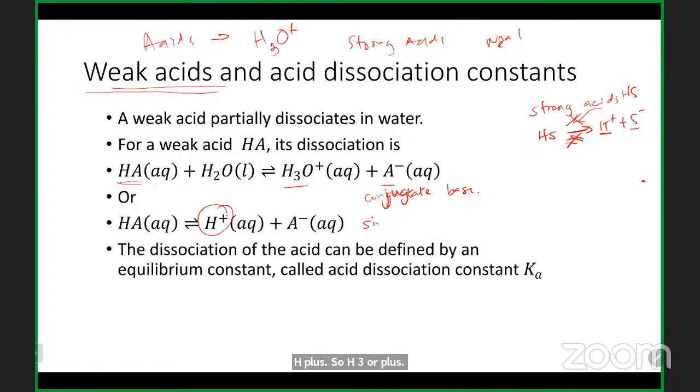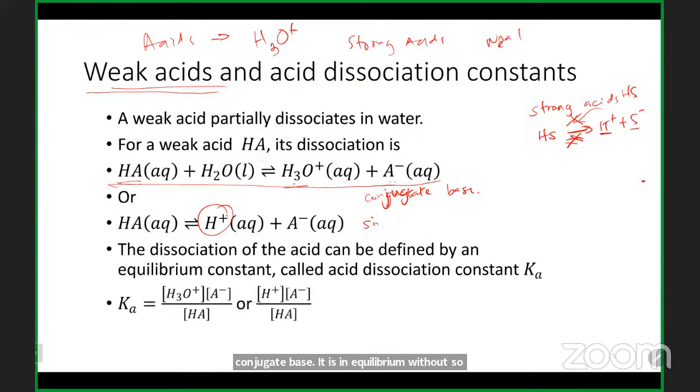The dissociation equilibrium constant for this expression: a weak acid dissociates in water to give H3O plus and its conjugate base. It is in equilibrium with that. So the equilibrium constant expression is given as H3O plus times A minus over HA, and H2O liquid is not in the expression.